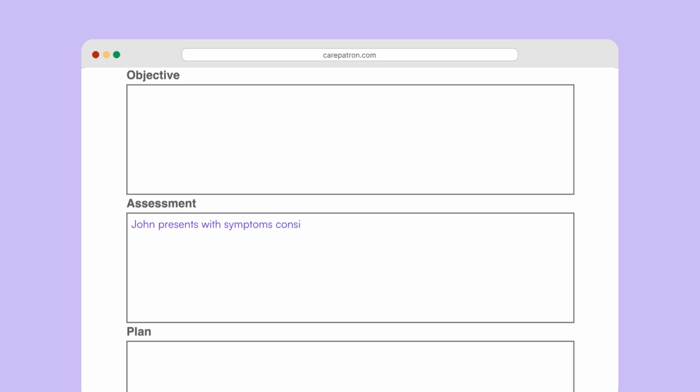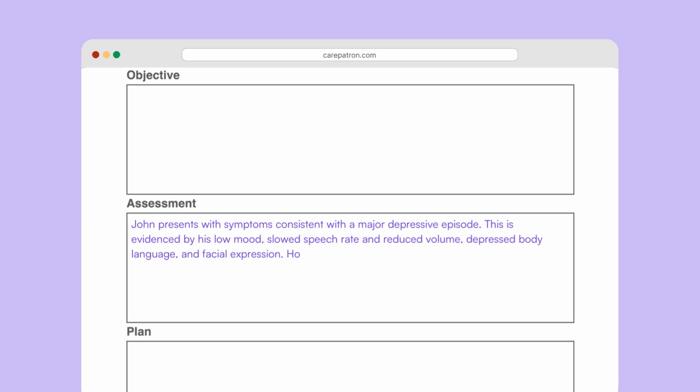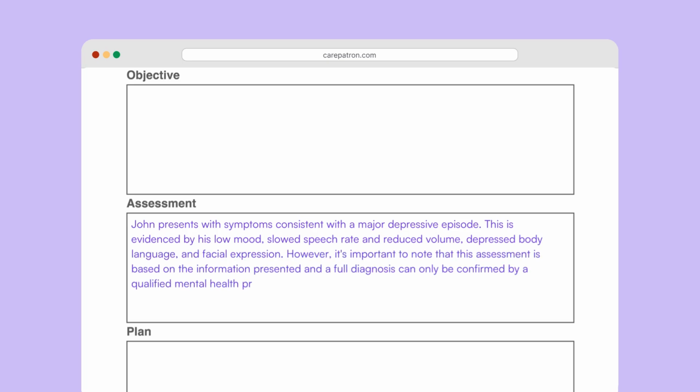Assessment. John presents with symptoms consistent with major depressive episodes. This is evidenced by his low mood, slowed speech rate and reduced volume, depressed body language and facial expression.